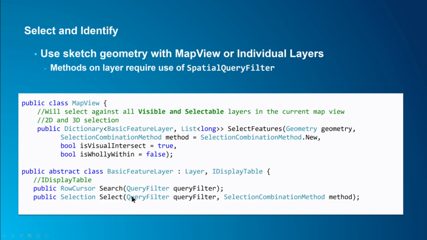As compared to the layers themselves, if you look at feature layers, when you search for feature layers or do a selection on feature layers, you do have to provide a query filter. And if you used ArcGIS ArcObjects before, you know query filter very well. It's very similar. We're going to use a sample shortly that shows you how this works.